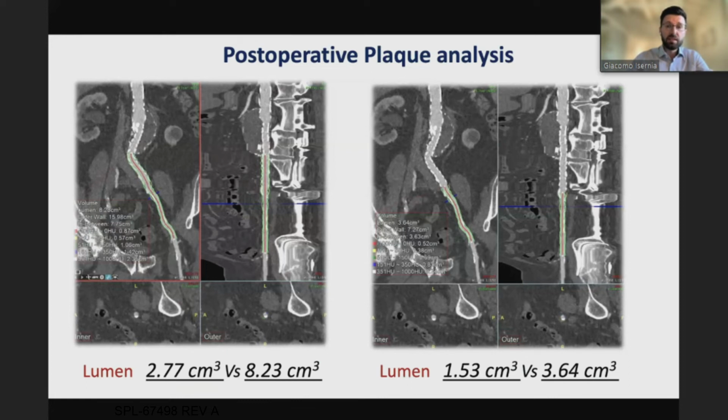Again, we analyzed with the plaque analysis of our planning software the volume of both common and external iliac artery, with a significant increase in terms of volume from 2.7 to 8.2, and also speaking about the external iliac artery from 1.5 to 3.6. This is amazing in order also to prevent a further limb thrombosis.